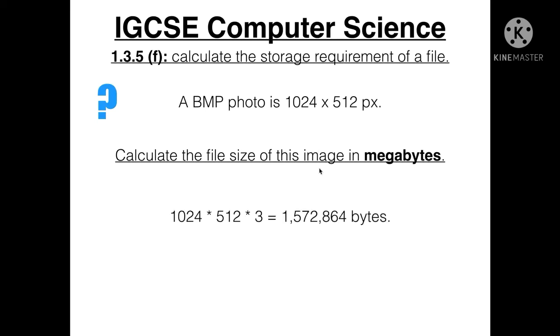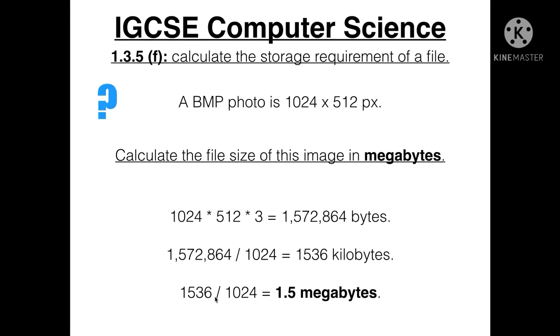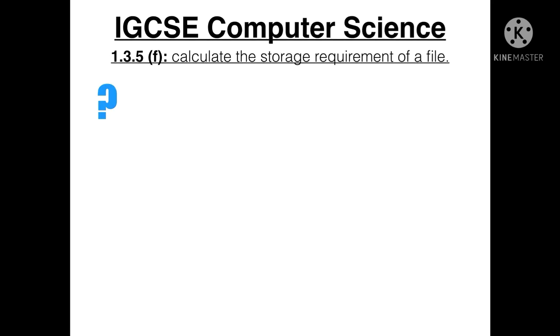All right. So it's 1,024 times 512 times 3, and remember the times 3 is from the colors, RGB, and that gives us 1,572,864 bytes. Converted into kilobytes, so we divide by 1,024, that gives us this, divide that by 1,024, and that gives us 1.5 megabytes.